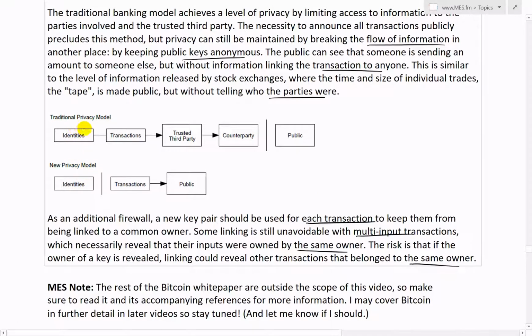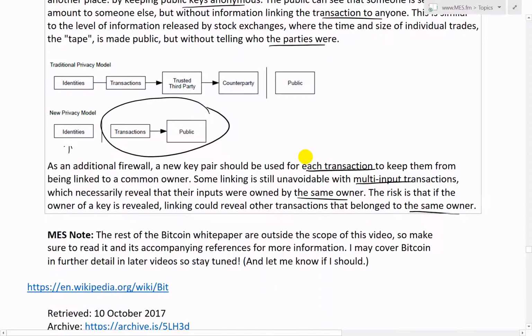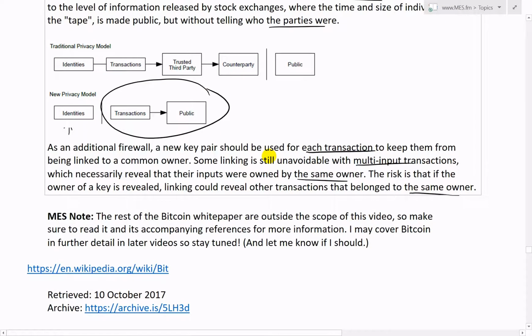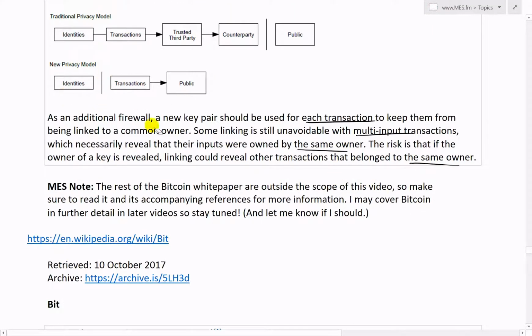So basically, here's the new privacy model. Before, you have identities, transactions, trusted third party, counterparty, party. Those are the ones that are all hidden from the public. In the new privacy model, all your identities are hidden, but the transactions are public. But they try to make it somewhat anonymous. But nonetheless, you can still trace it back if you do your homework. But yeah, just be careful out there.